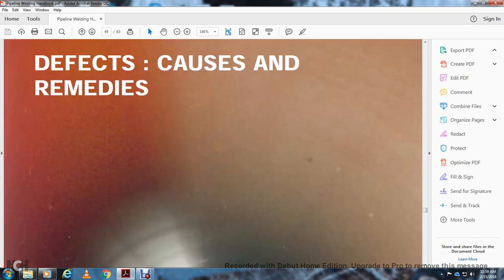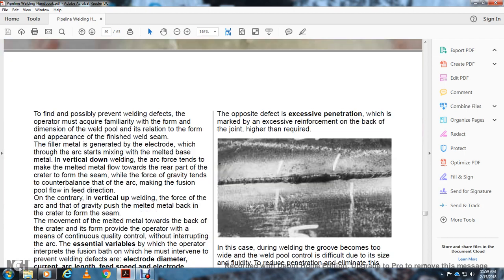Our defects, causes, and remedies. To find the possibility of preventing welding defects, the operator must require familiarity with the form of the dimension of the welding pool, in relation to the form of the appearance of the finished welding, seen with the filler metal generated with the electrode, which through the arc starts mixing with the base metal.